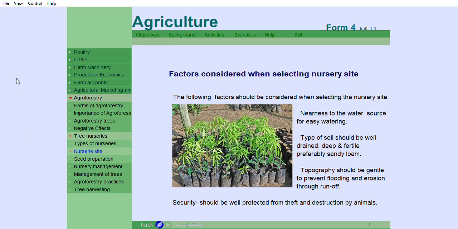Factors considered when selecting nursery site. The following factors should be considered when selecting the nursery site: nearness to the water source for easy watering, type of soil should be well drained, deep, and fertile, preferably sandy loam. Topography should be gentle to prevent flooding and erosion through runoff. Security should be well protected from theft and destruction by animals.